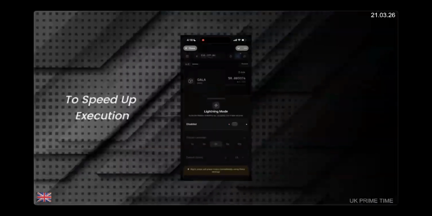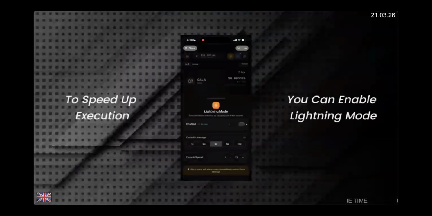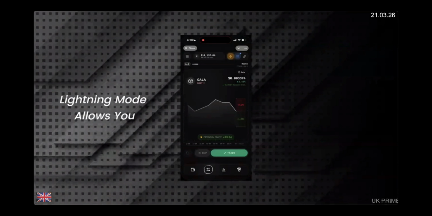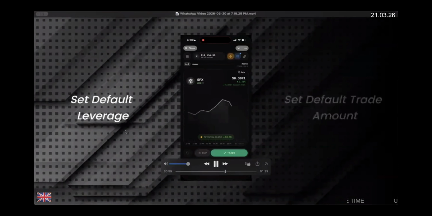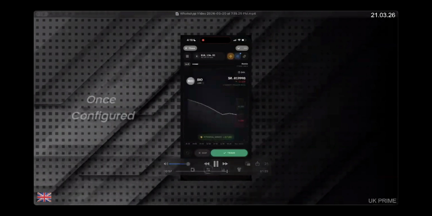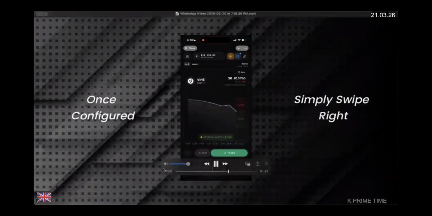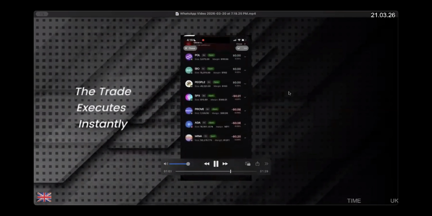To speed up execution, you can enable Lightning Mode. Lightning Mode allows you to skip the trade setup panel. Set default leverage. Set default trade amount. Once configured, simply swipe right and the trade executes instantly.